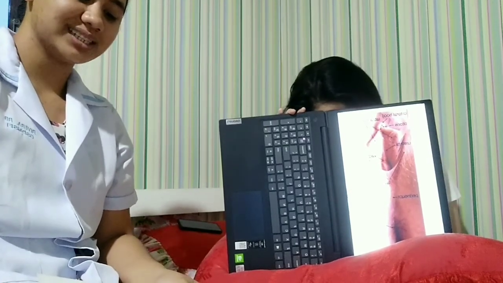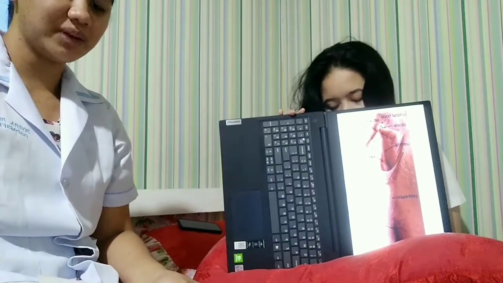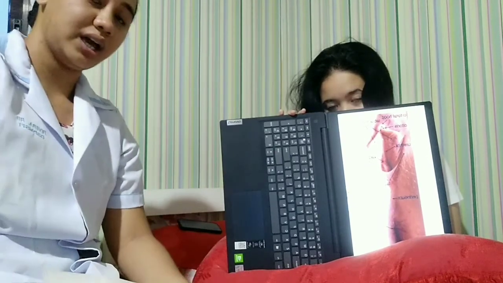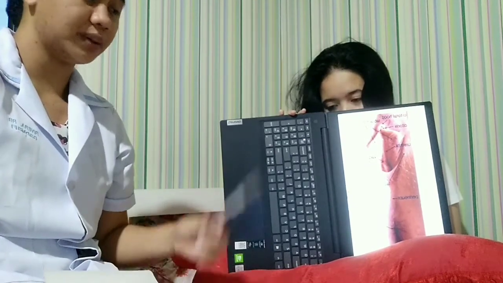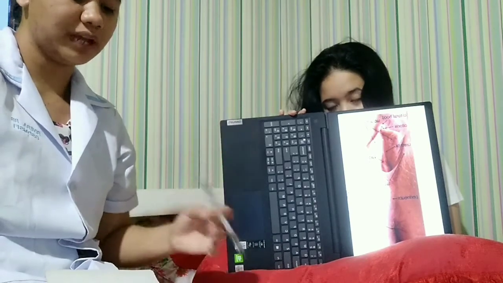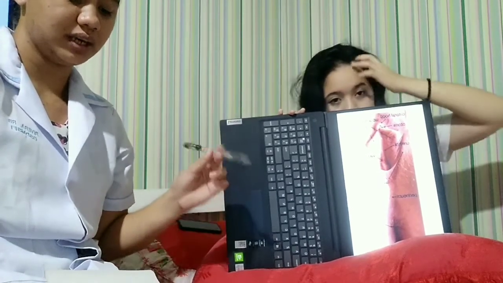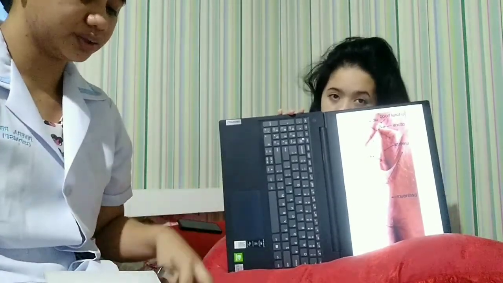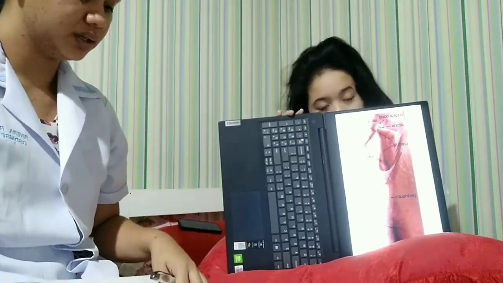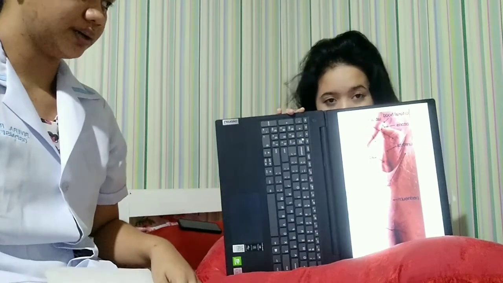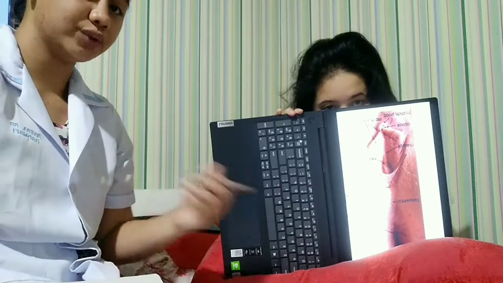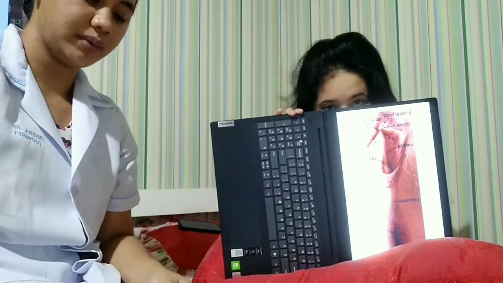Next, after we are done with inspecting, we are going to palpate the external genitalia, noting for pain if the patient has a complaint of pain, if there are any masses, lesions, and also rashes in the genitourinary of the patient. Same thing goes for the male.